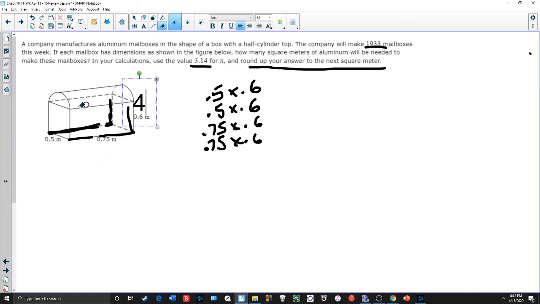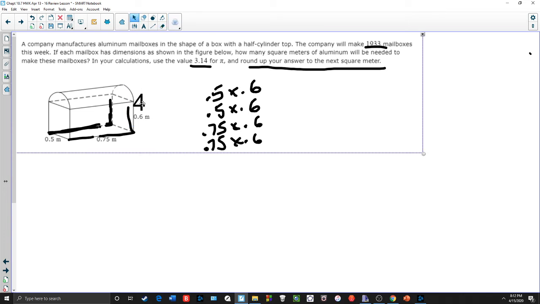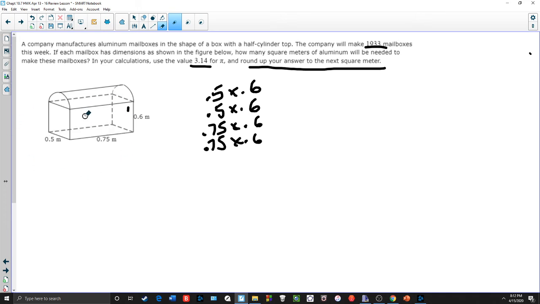I don't need a top section. I don't need this top rectangle here. This top rectangle doesn't exist because it's covered by the half cylinder. But I do need this bottom rectangle, this one right here, because that is part of the mailbox. That's going to be 0.75 by 0.5. So 0.75 by 0.5.